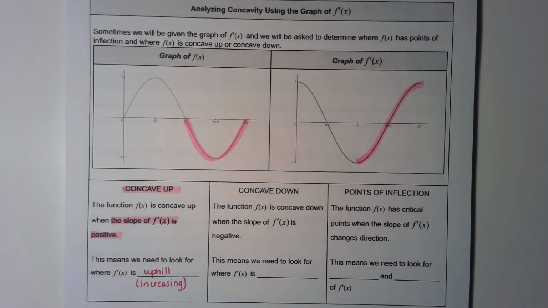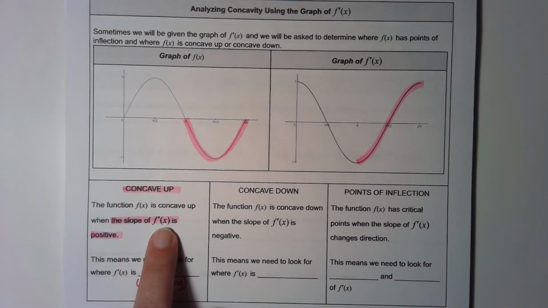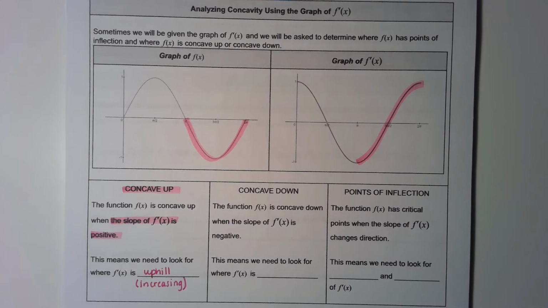And that is how we would justify our answer. If you were ever asked to determine where a function was concave up given the graph of the derivative, you would say it's on this specific interval because the slope of f prime is positive. And this should make sense because the slope of the first derivative would be the second derivative. So in other words, concave up, which is the second derivative, would be positive when the slope of the first derivative is positive. Now let's talk about concave down.